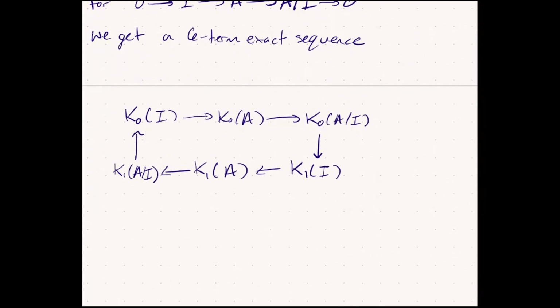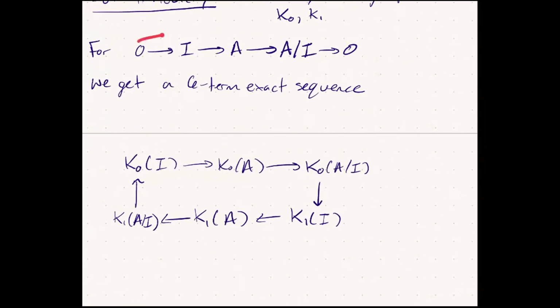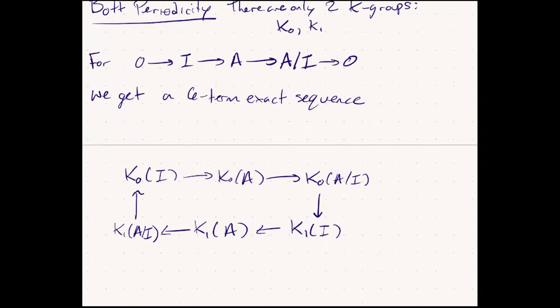So if you're familiar with any homology theories, like for spaces or something like that, there's always a long exact sequence induced by a short exact sequence of this type. And because we only have 2 K groups, well, normally the way the indexing would work is this would maybe go up to K2, but K2 is isomorphic to K0, so it just loops back around.